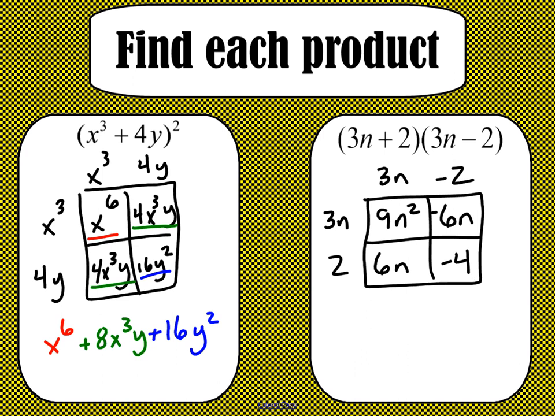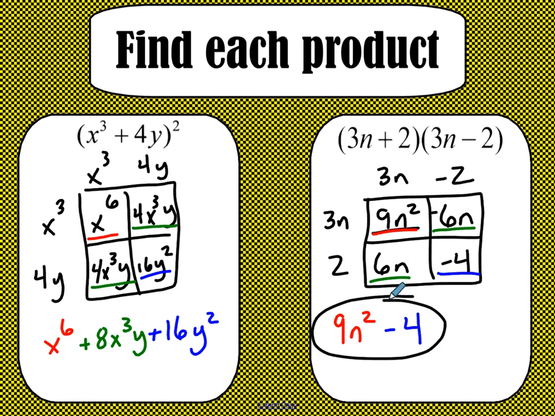I have 9n squared. I have a negative 6n and a positive 6n, so those actually are going to cancel out. And I have a negative 4. That's going to be my final answer there. The thing I want you to notice there is if we have the same thing but one's a plus sign and one's a minus sign, your middle terms are always actually going to cancel each other out.